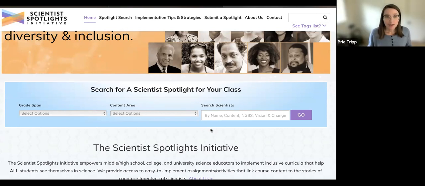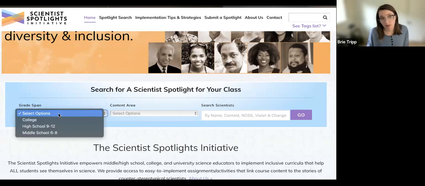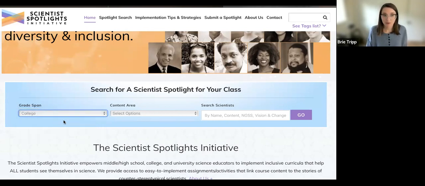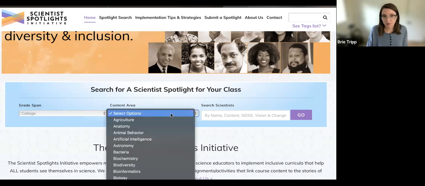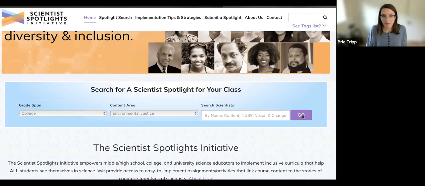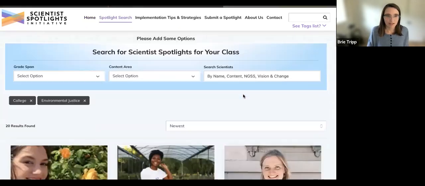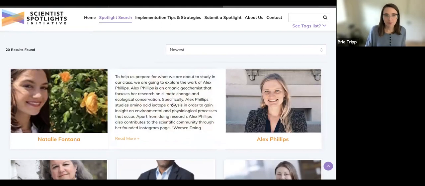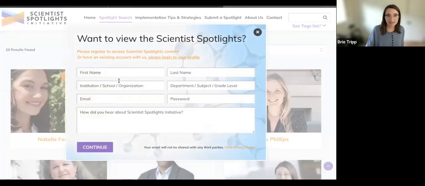Yep. So go to Grade Span, and I don't know what level everybody teaches, but select the level you teach at, and then search for the content area you're interested in. Say I want to look at environmental justice, and then press go. You're going to see spotlights down here, and if you click on one of these spotlights, it's going to prompt you to make an account or log in if you already have one.